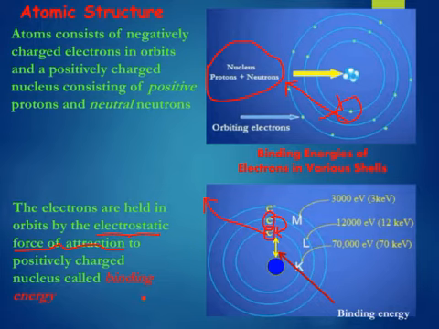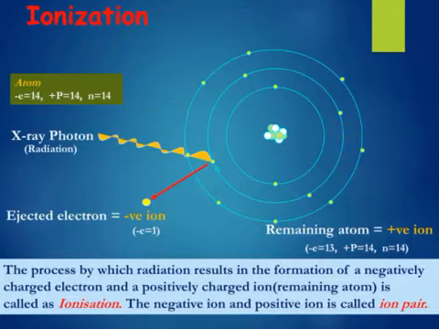So, binding energy means the amount of energy that we have to give to remove an electron from the orbit. If you want to remove an electron from its orbit, you end up making it an ion. That means some radiation is called ionizing radiation. An atom is usually neutral, that means it doesn't have any charge.